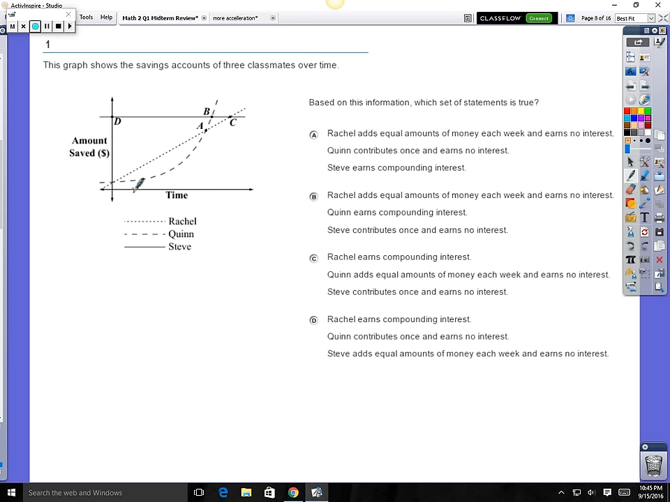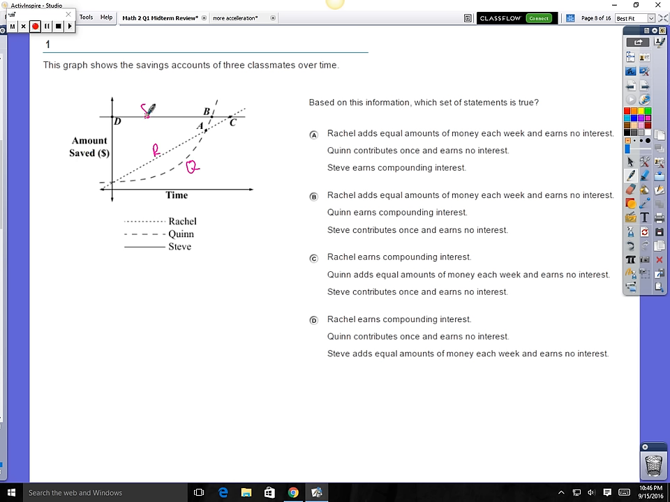Okay, let's look at these 3 kids. Rachel is this dotted line. Rachel's right here. Quinn is this one. And Steve is this one. So we're doing time. Oh, we're showing savings accounts. So we're doing time versus money.